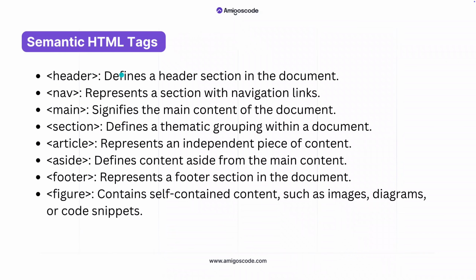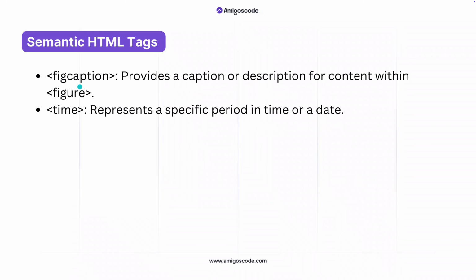So header defines the header section, nav for navigation links, main for the main content, section for grouping within a document, article for an independent piece of content, aside, footer, figure contains self-contained content such as images and diagrams, figcaption, time as well. And I think there's a few others, but these are the most important ones.